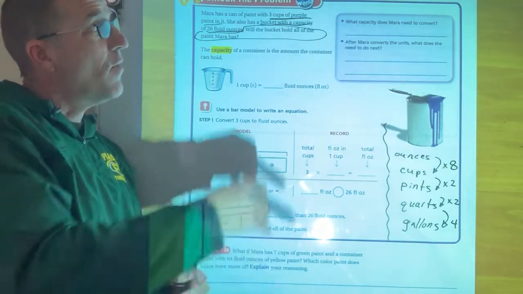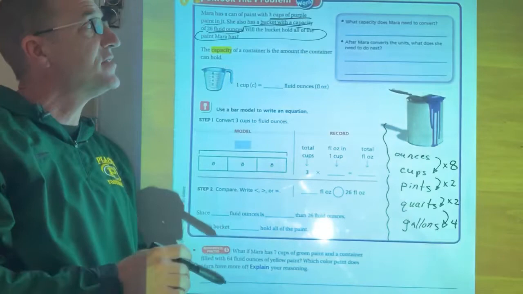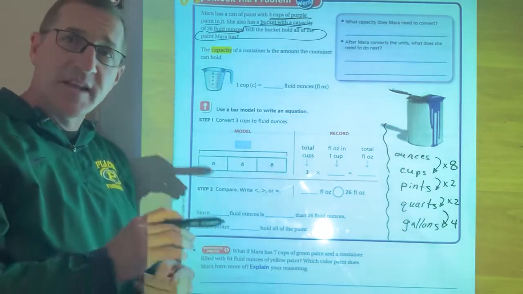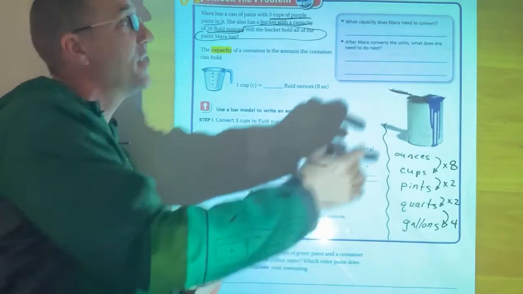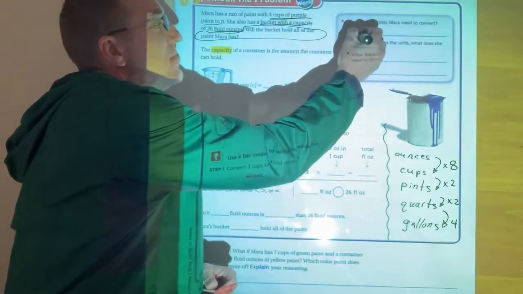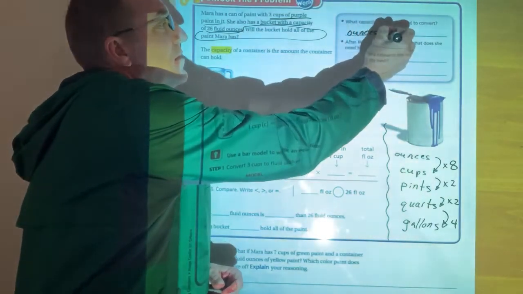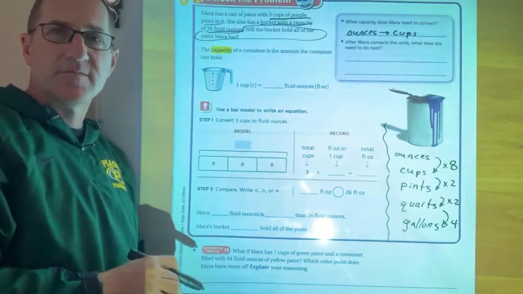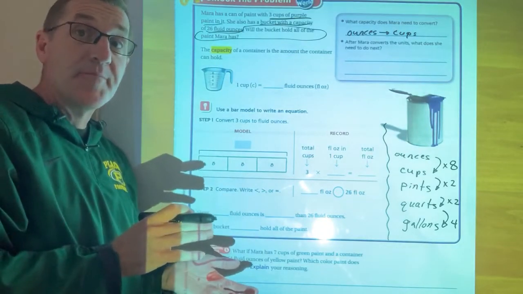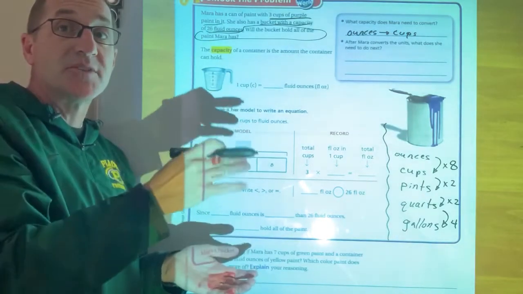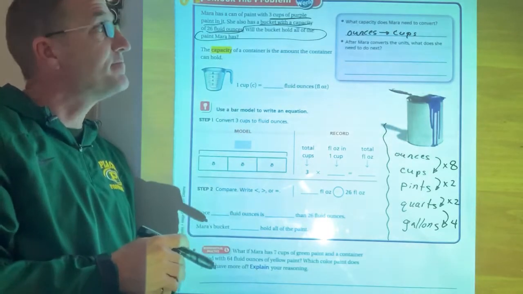So what capacity does Mara need to convert? She's got 3 cups, but the bucket is in ounces. So really it could be either way, but she's got to do ounces to cups, right? Or vice versa. I'm going to go with multiplying. So, right, I have 3 cups, which are bigger, so I need more ounces, so I'll be multiplying.